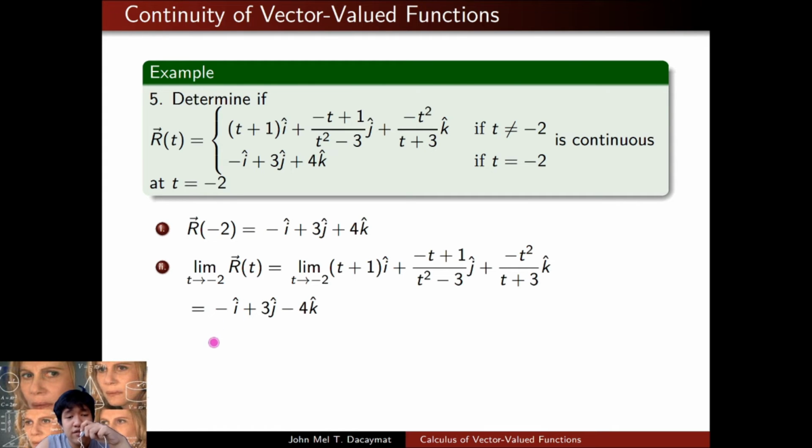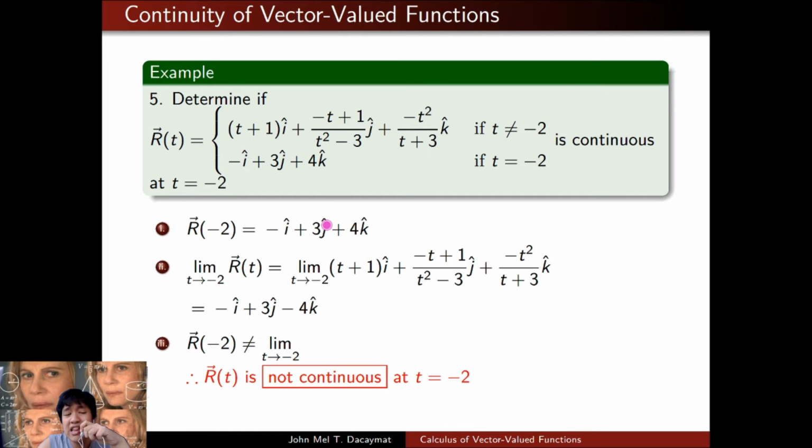So, nag-exist, no? Yung limit, we have a value for your limit. Second condition is satisfied. However, if you compare the function value and the limit, is not equal, no? Ayan. Yung third component siya nag-iba. If you check, yung third component, negative 4 sa limit, positive 4 sa function value. Therefore, it fails the third condition. It's not continuous at t equals negative 2.